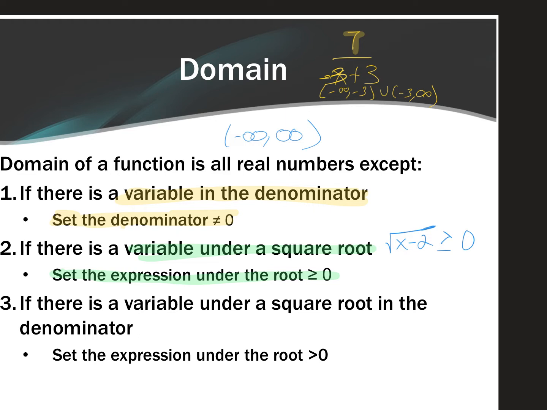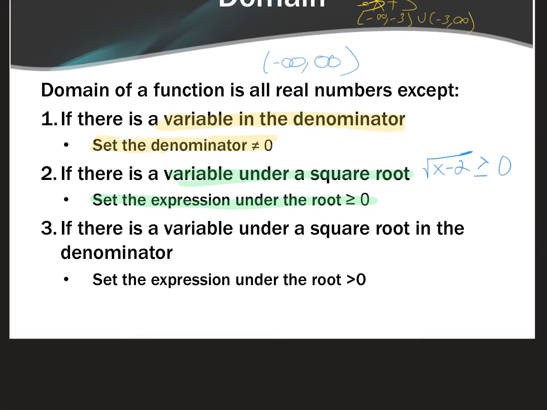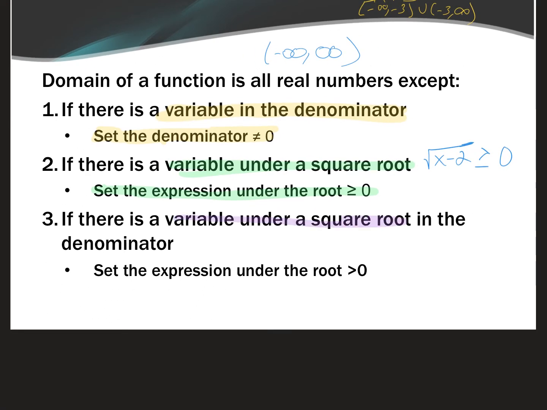How come it can be equal to 0? What's the square root of 0? 0. There you go. All right, the last rule. This is like a combo of the first two. All right, the last rule is if there's a variable underneath the square root, that's also where? In the denominator. What's the problem there?